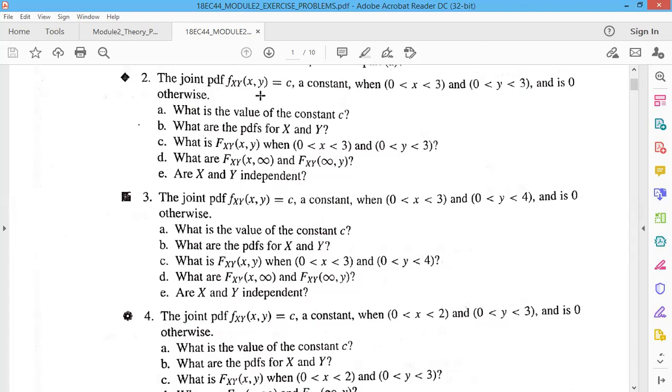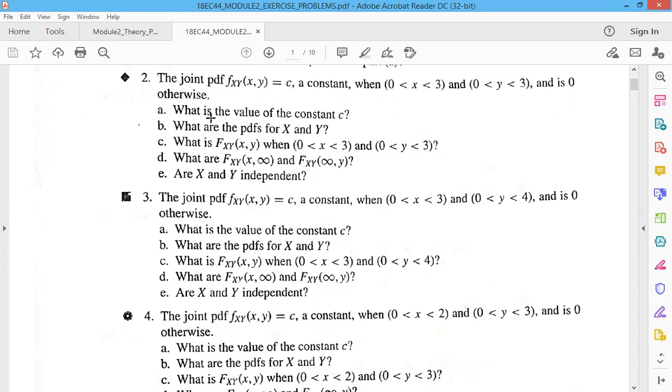In the first problem, let us start with the joint PDF. If f_XY(x, y) is equal to c, that is, the PDF is given with the value c, which is taken as a constant, where x and y both are lying between 0 to 3, and the PDF takes the value 0 for other values of x and y. Given this data, we are asked to calculate these parameters.